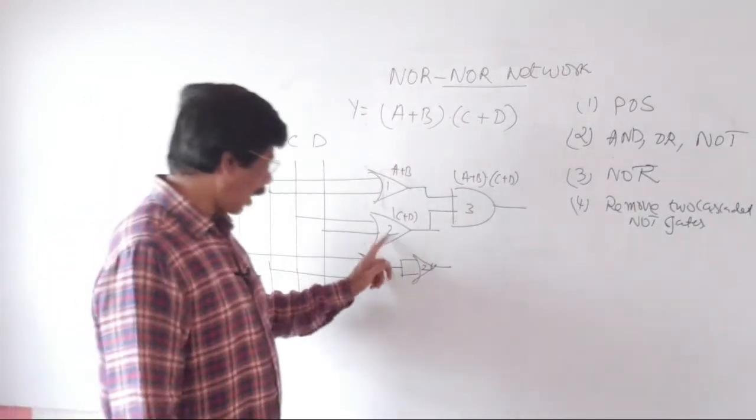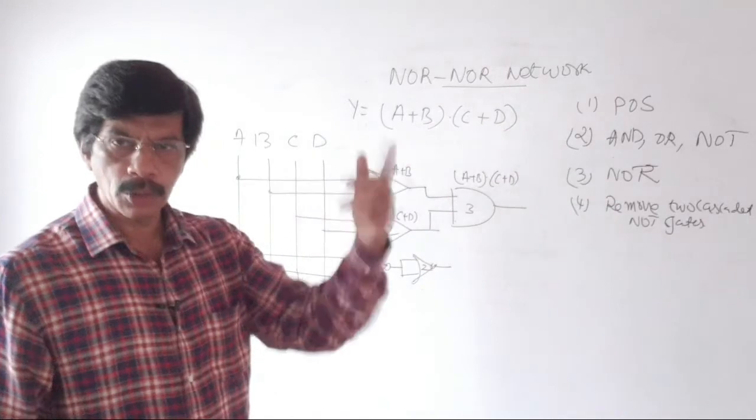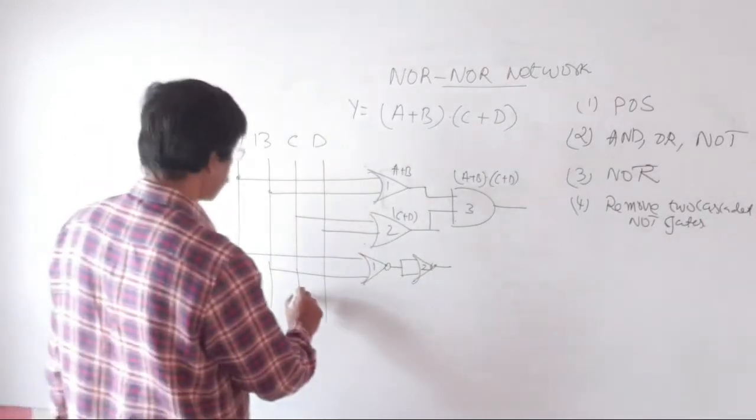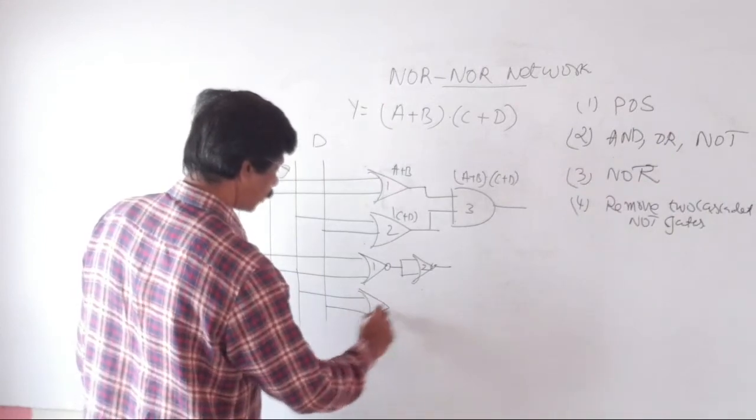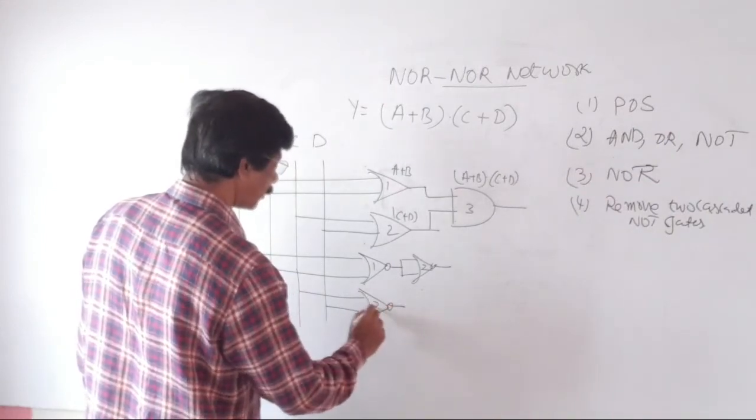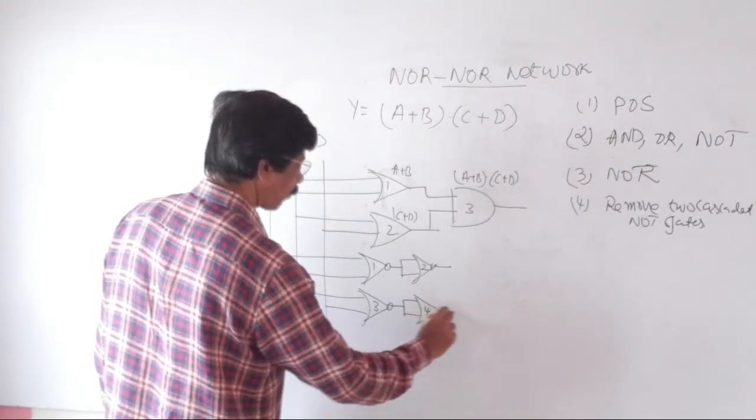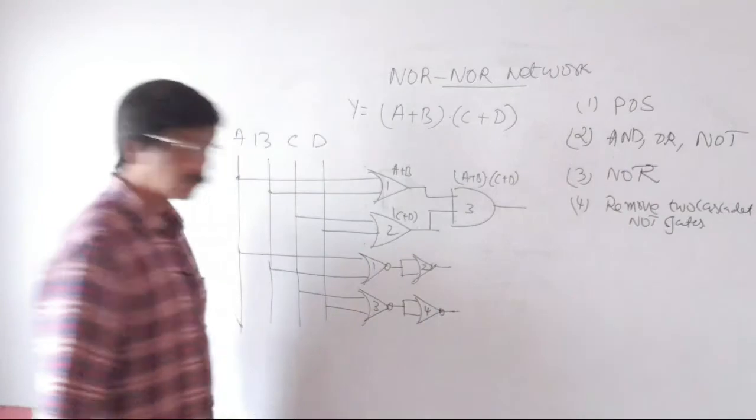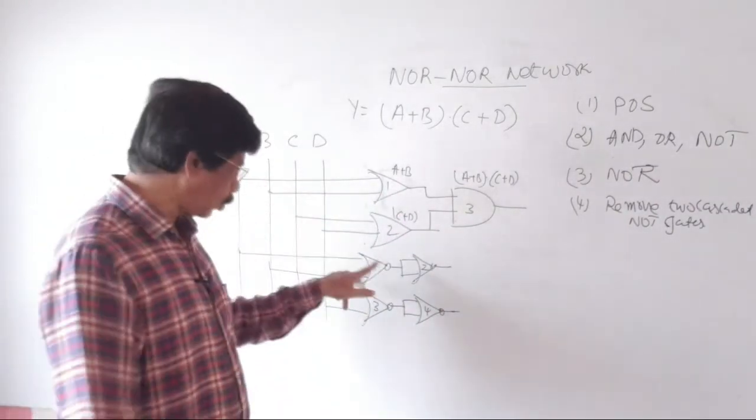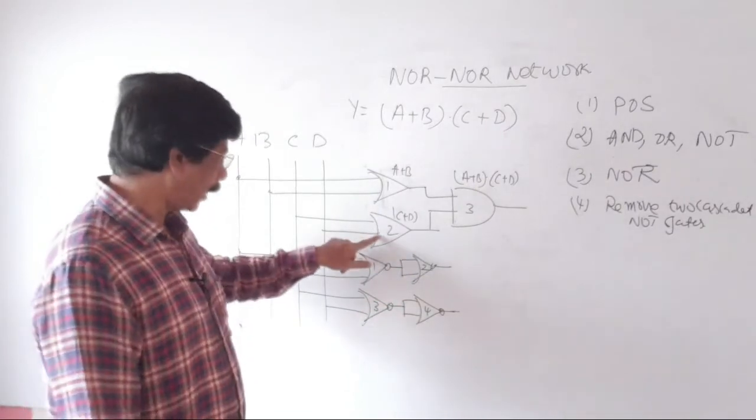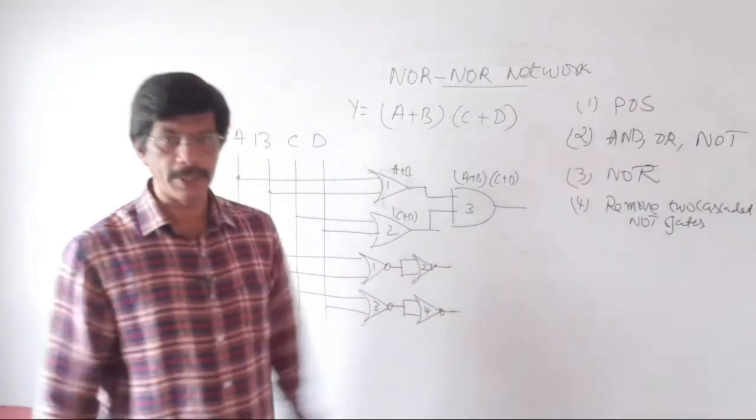Similarly, the OR gate 2 is replaced by two NOR gates. Take lines here and here. Connect one NOR gate, gate 3. This is another NOR gate, gate 4. So the OR gate 1 is replaced by two NOR gates. The OR gate 2 is replaced by NOR gates 3 and 4.